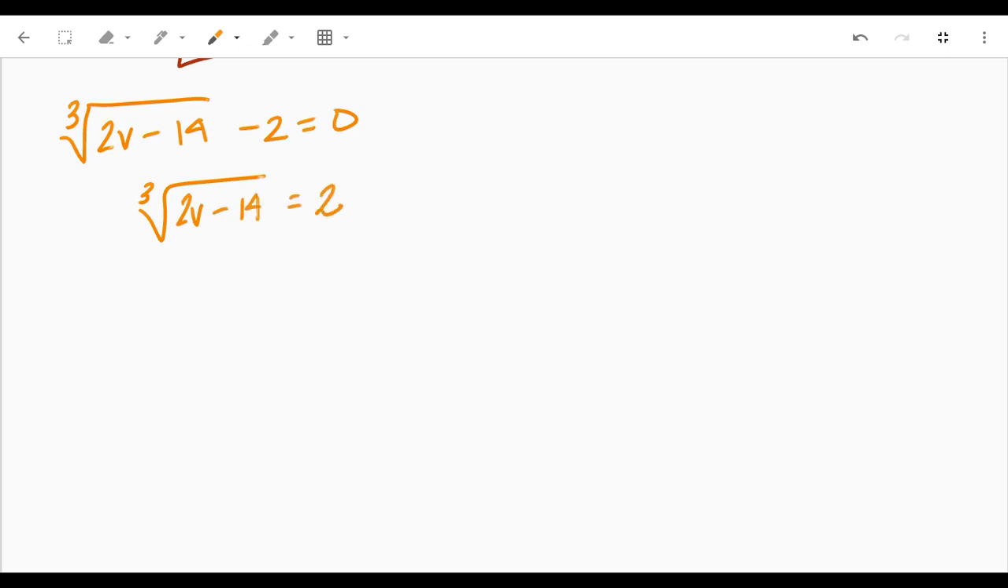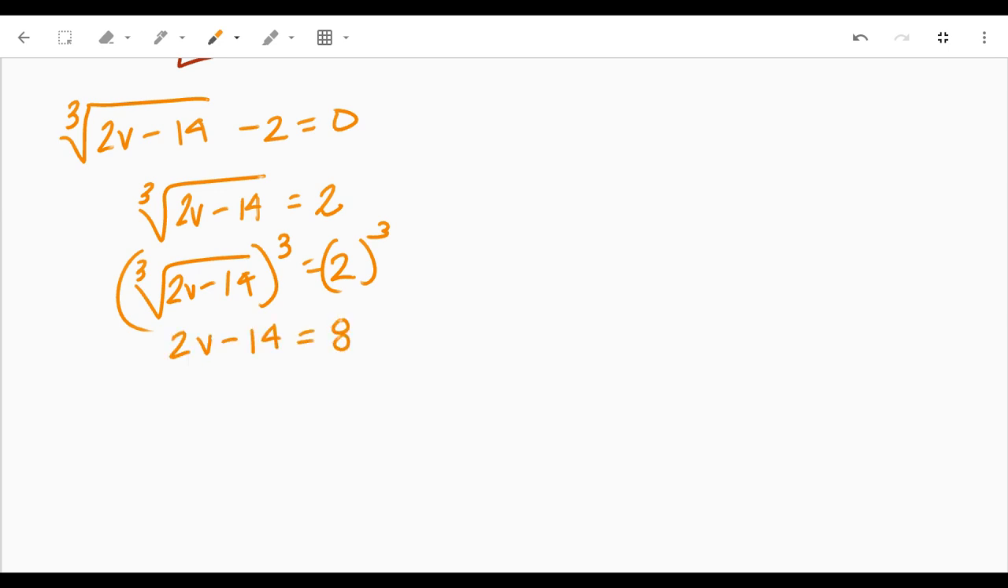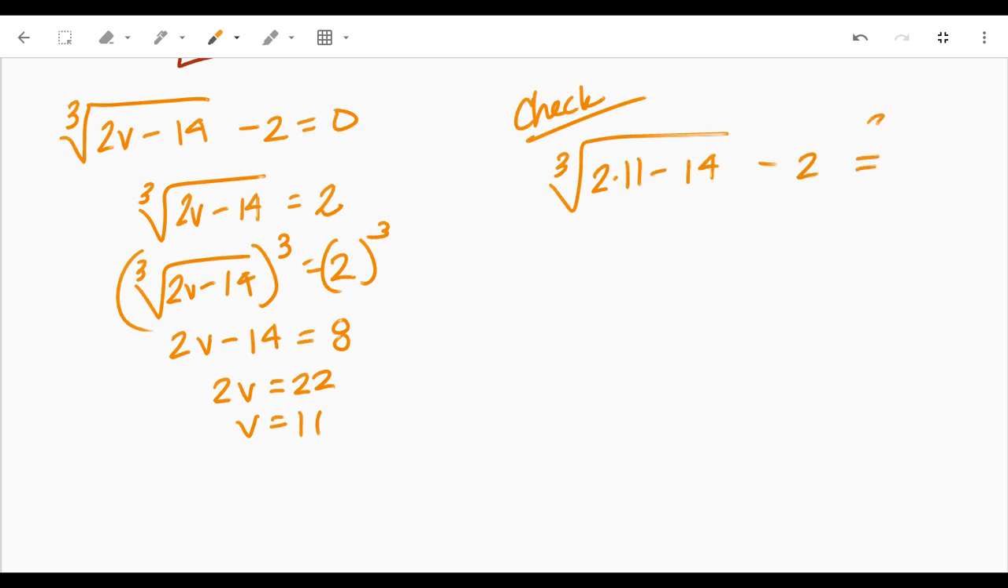So this one has the cube root of 2v minus 14, minus 2 equals 0. So again, isolate your radical and cube both sides. So we'll have 2v minus 14 equals 8. So 2v is 22 and v is 11. Okay, and then check. The cube root of 2 times 11 minus 14, minus 2, does that equal 0? Well, we'd have the cube root of 22 minus 14, so 8. So 2 minus 2 equals 0, it does. So good answer there.